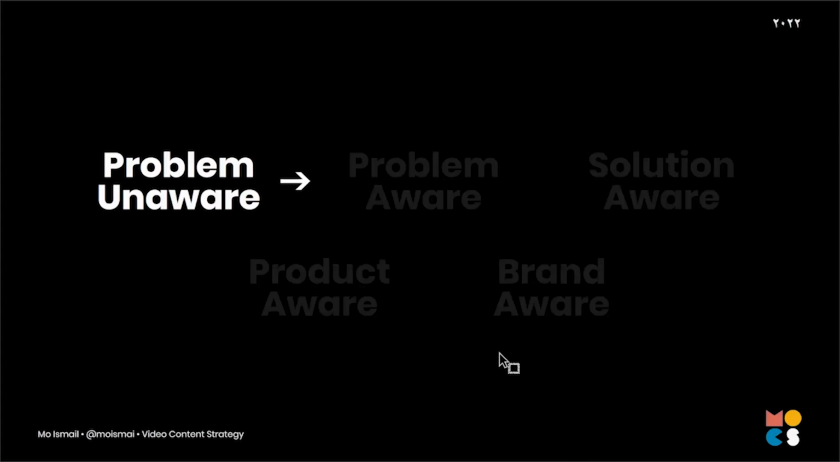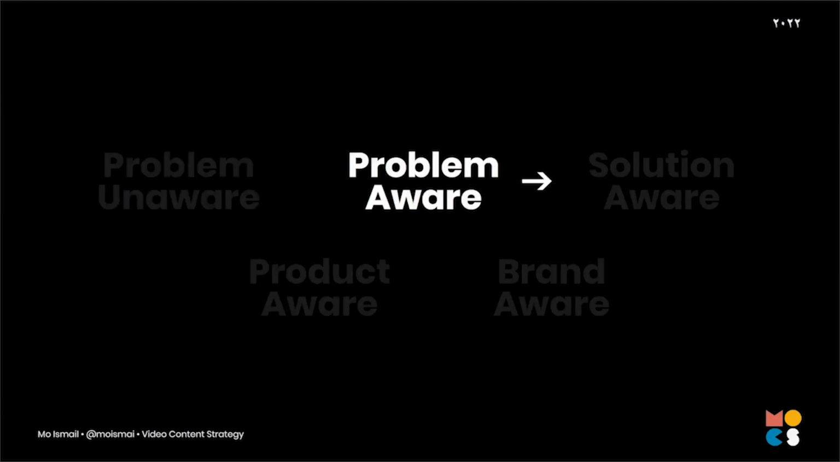So the first section of the awareness journey is problem unaware. This is a person who has no idea what the problem is that they're experiencing right now. They don't know about houses. They don't know about real estate sales. They don't know that they may even be ready to move. They don't know about interest rates going up. They are just oblivious.